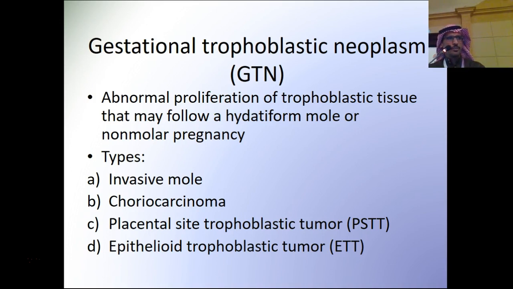And there are 4 different types of gestational trophoblastic neoplasm, which could be either invasive mole, choriocarcinoma, which is the most common and usually associated with a high level of beta-HCG, or placental site trophoblastic tumor or epithelioid trophoblastic tumor, which are usually rare and associated with a low level of beta-HCG.